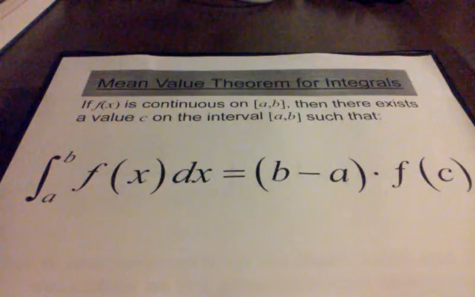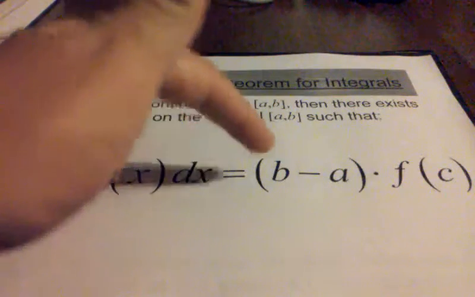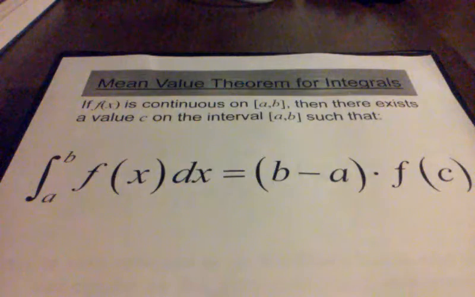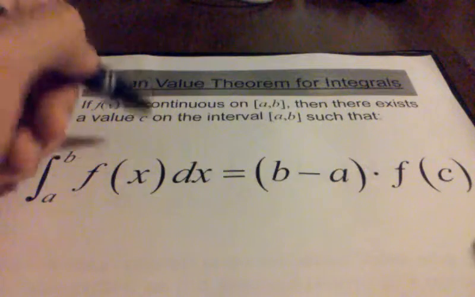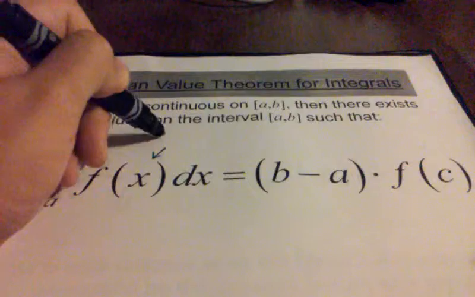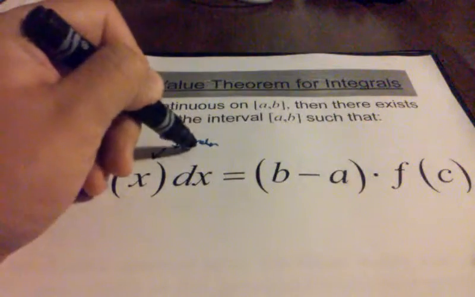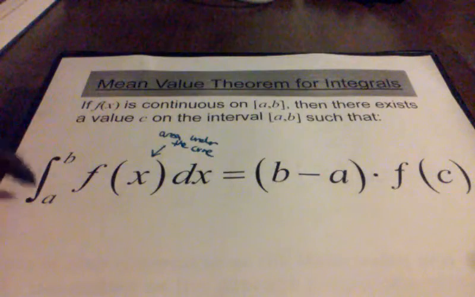Now, the mean value theorem for integrals says that the definite integral from a to b of f of x dx is equivalent to b minus a times f of c. Now, that's what the actual theorem says, but let me break it down in a more geometrical aspect. Remember, the definite integral represents the area. So this half represents the area under the curve from the interval a to b.